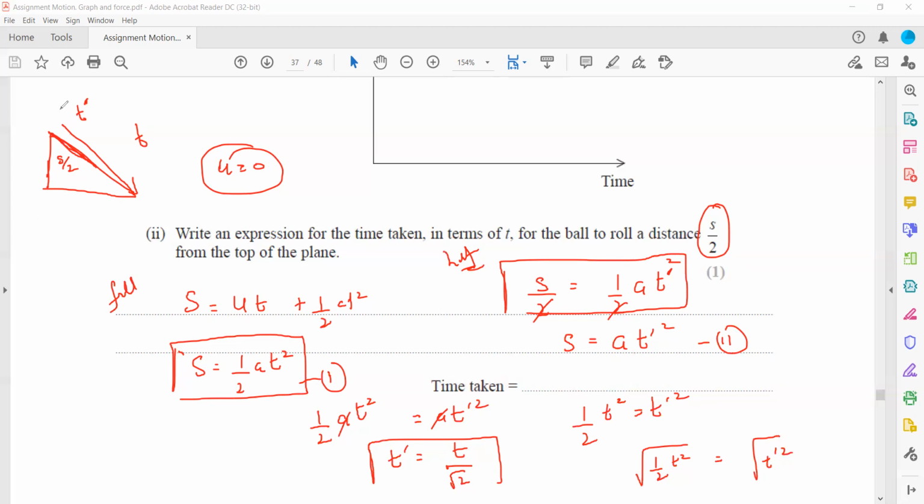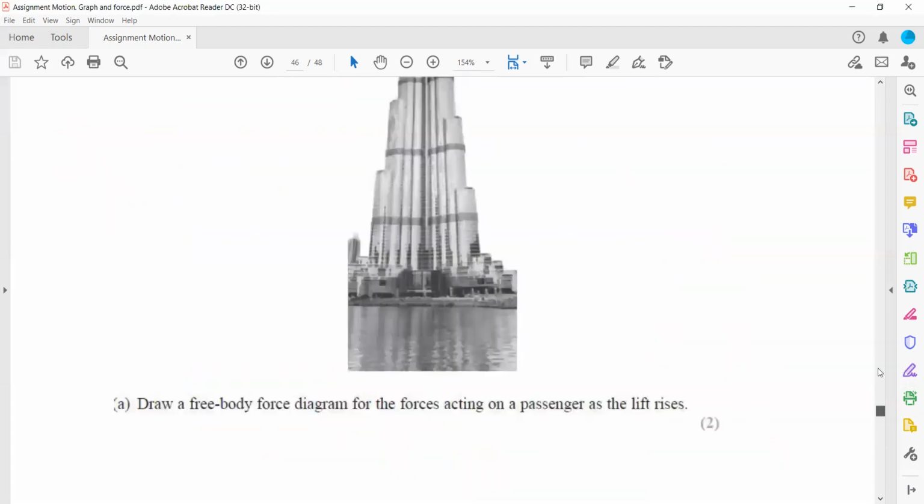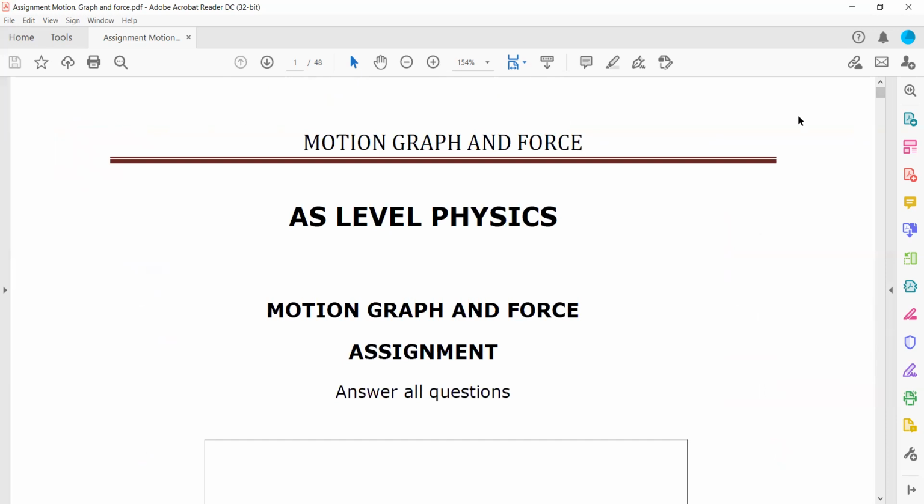So to move the full distance, the time was t. To move half distance, the time is t dash. Then we compare the two equations and we get that the time to move half distance is the total time divided by under root 2. So this was an exercise related to the topic motion and graphs.